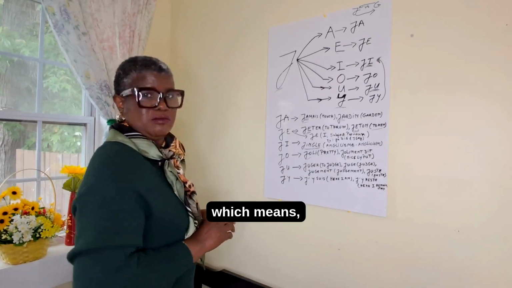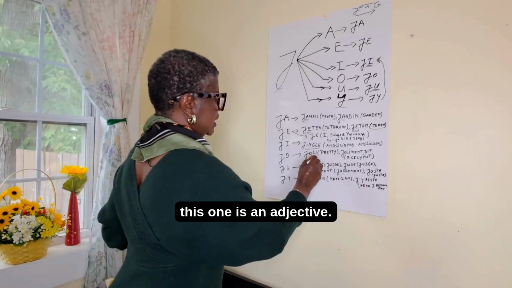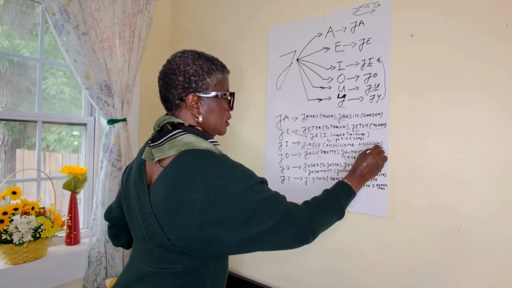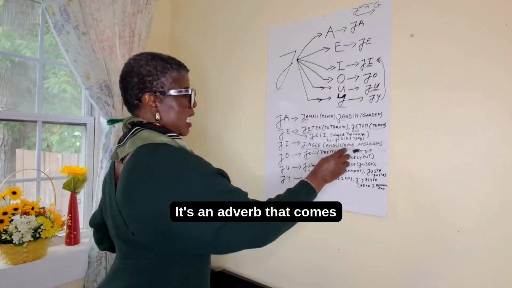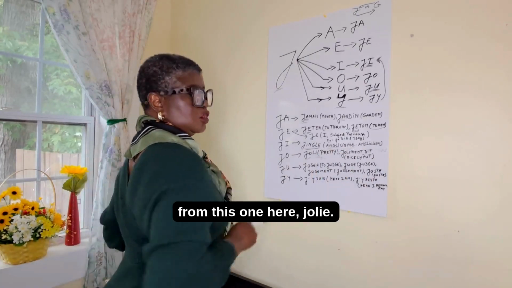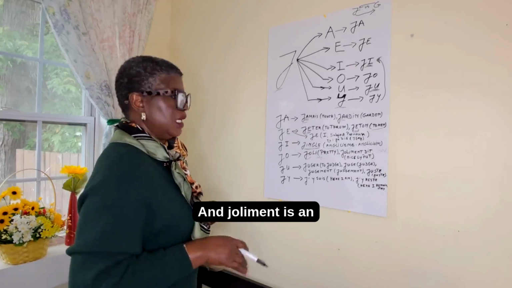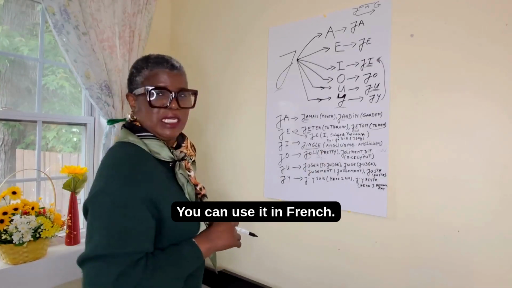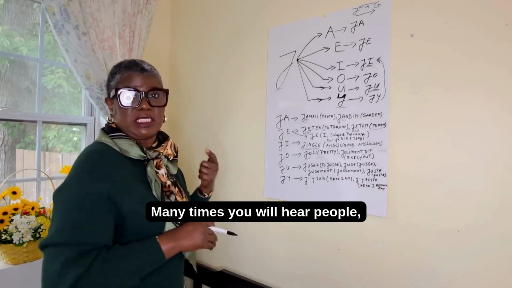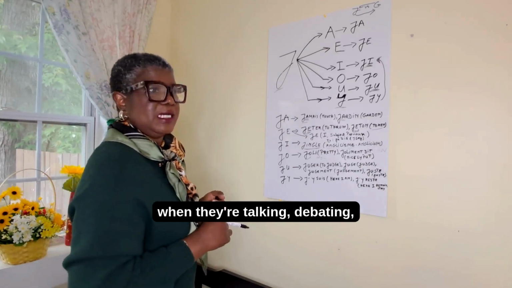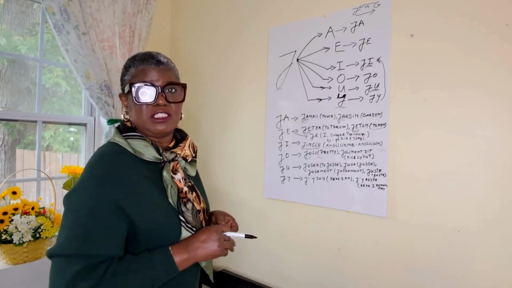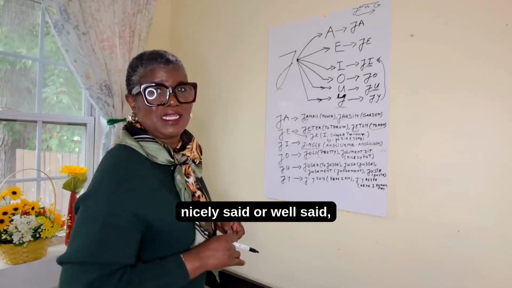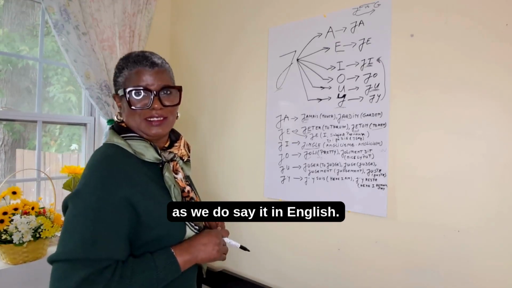The word joliment is an adverb. It's an adverb that comes from this one here. Jolie is an adjective, and joliment is an adverb. When do you use it? You can use it in French. Many times you will hear people when they're talking, debating, they will say, "Oh, joliment dit," which means nicely put, or nicely said, or well said, as we do say it in English.